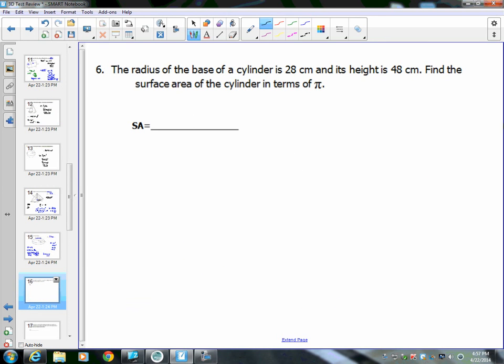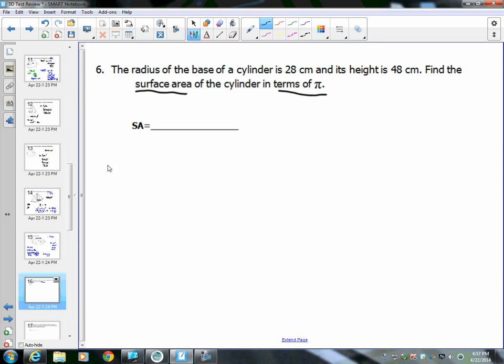Next problem. This one is number 6. It says the radius of the base of a cylinder is 28 centimeters, and the height is 48 centimeters. Find the surface area of the cylinder in terms of pi.